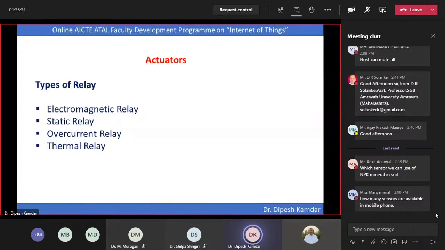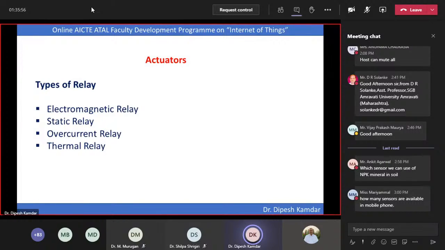We can use this static relay for the same purpose, which does not have any mechanical movements. It just uses a triac for controlling the AC power going through it. So we can use static relays in hazardous environments, where an electromagnetic relay cannot be used.